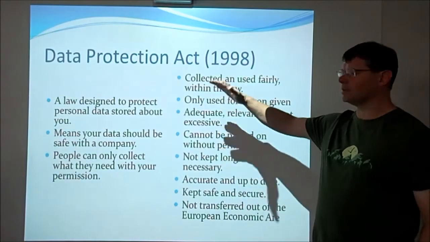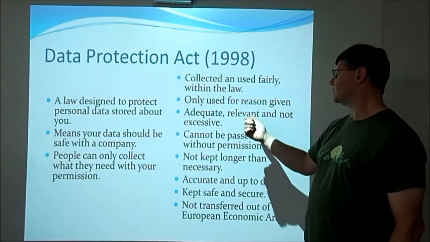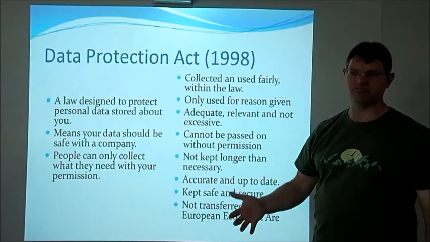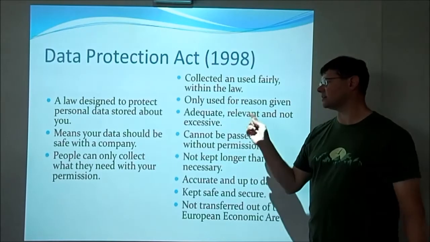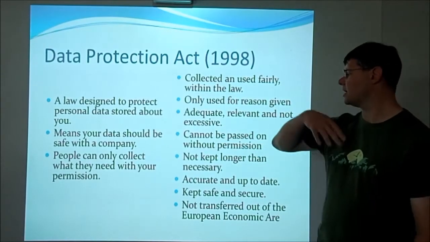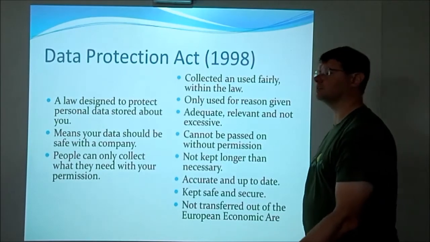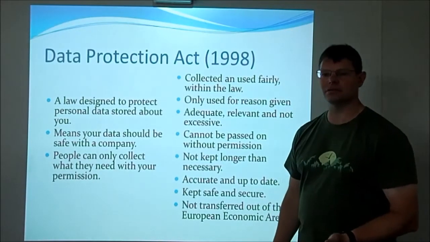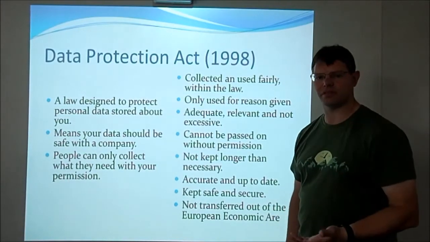It needs to be adequate, so in other words, enough information to let them do what they need to do. It needs to be relevant, so once again, everything that they need, but nothing else, and not excessive. So that's the whole thing where you can't have any more information than you need. They're not allowed to store information on you unless you've given them permission if it's not relevant for the purpose that they need it for.